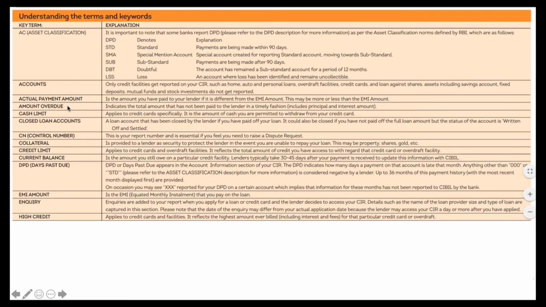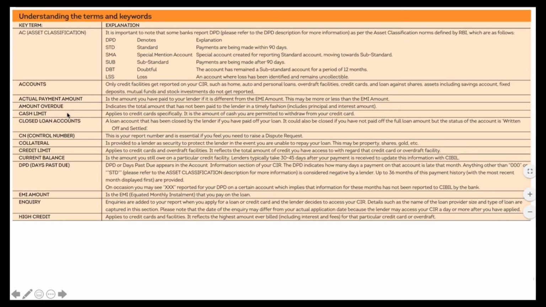Then comes amount overdue. What do we mean by amount overdue? You are supposed to pay some amount, but you have paid only part of it, so something is still due, or you have not paid anything, so that amount is still due. We call that overdue. Amount overdue indicates the total amount that has not been paid to the lender in a timely fashion. This overdue can be principal, interest, or a combination of principal and interest.